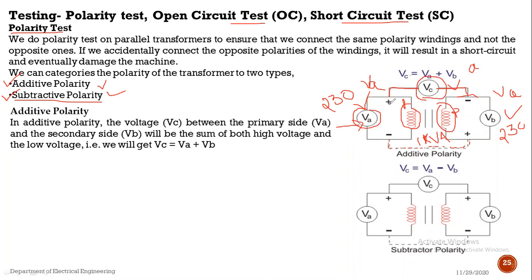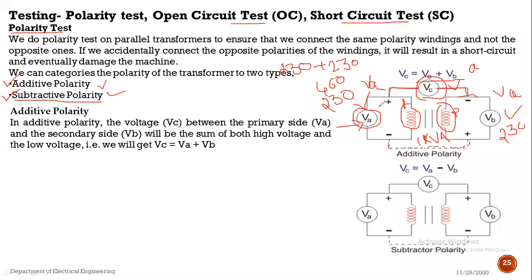Here it is additive polarity. Additive polarity is nothing but it shows the summation of voltages. If we apply KVL here, 230 volt plus 230 volt, the voltmeter VC reads 460. When voltmeter VC reads the summation of these two voltages VA and VB, we call it additive polarity.